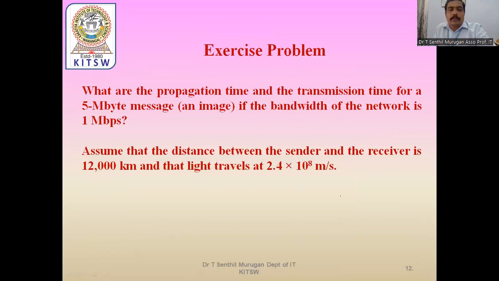So I will give one problem now. What are the propagation time and transmission time for a 5 megabyte message if the bandwidth of the network is 1 Mbps? Assume that the distance between the sender and receiver is 12,000 km and light travels at 2.4 into 10 power 8 meters per second. Okay, so you just try it, then we will discuss in the class. You must come with the solution for this problem.